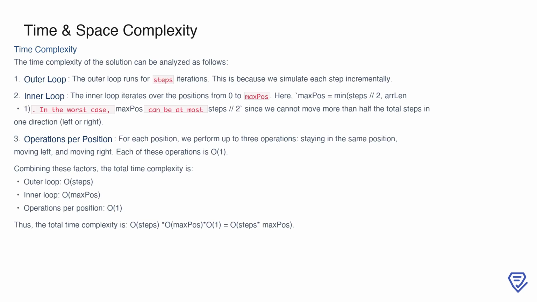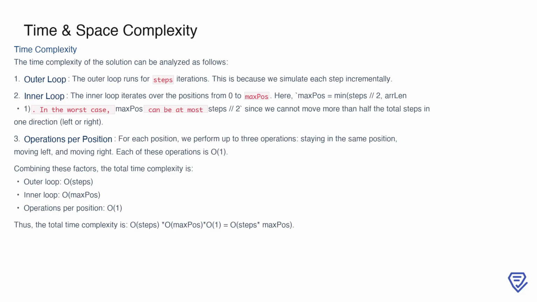To analyze the time complexity of our solution, let's start with the outer loop. This loop iterates for the total number of steps, so the number of iterations is directly proportional to steps. Next, within the outer loop, we have an inner loop that processes positions from 0 to MaxPos. The value of MaxPos is determined by the smaller of two values, steps // 2 and arrLen - 1. This ensures that we don't simulate positions beyond the bounds of the array. In the worst-case scenario, MaxPos can be as large as steps // 2, since we can't move more than half the total steps in one direction.